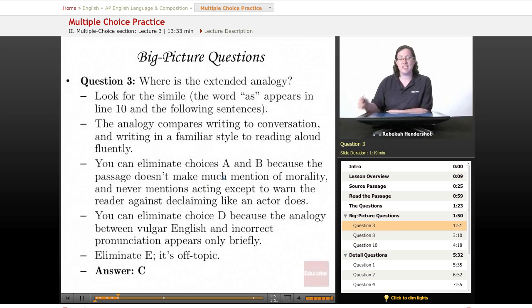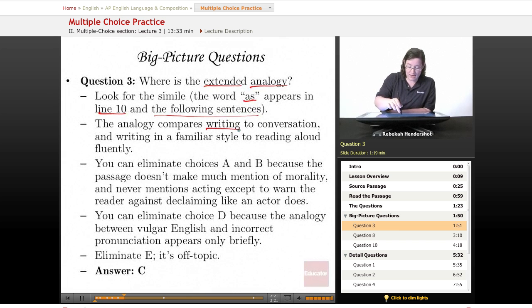So question 3 is asking for an extended analogy in the text. So you go back and you look at the text, what analogy does the author use at great length? Look for the simile. That's the hint for analogies. Now remember, you may know this from English class, the word simile is a comparison using like or as. In this case, you're looking for the word as it appears in line 10 and the following sentences. So that's your clue to where your extended analogy can be found. The analogy, as it happens, compares writing to conversation and writing in a familiar style to reading aloud fluently. So there's your analogy. You want an answer that aligns with that concept.